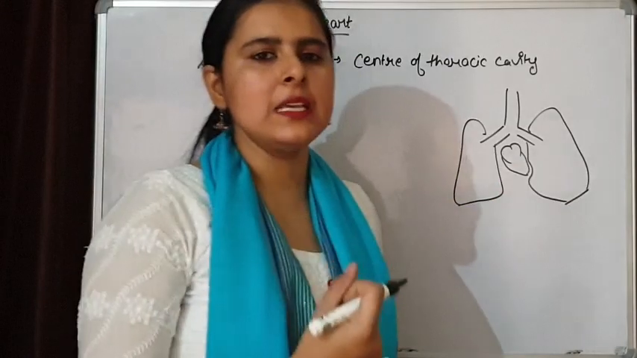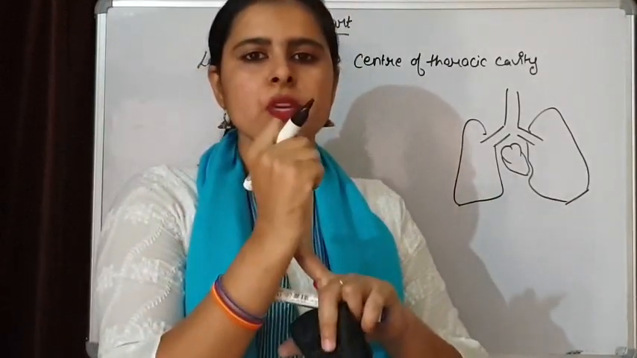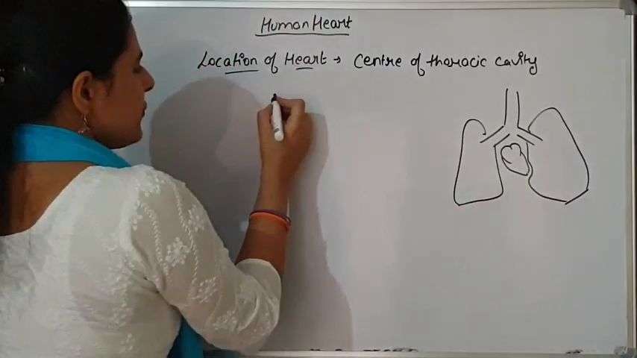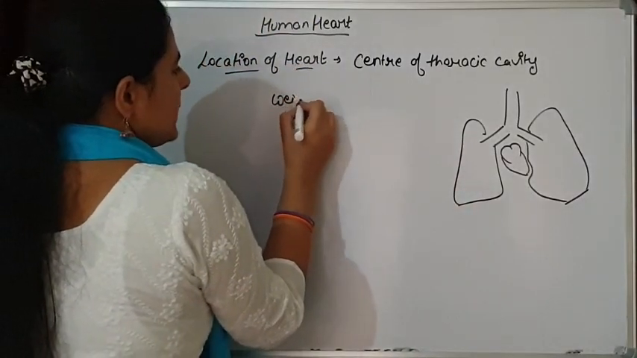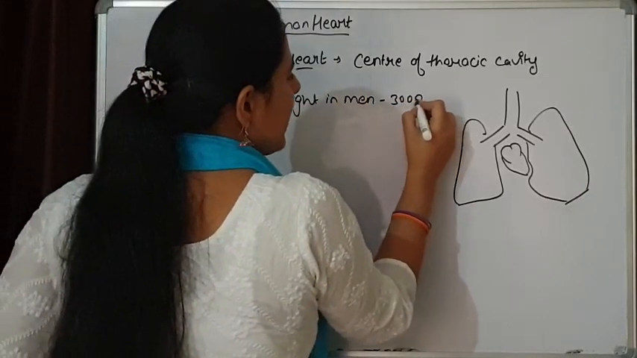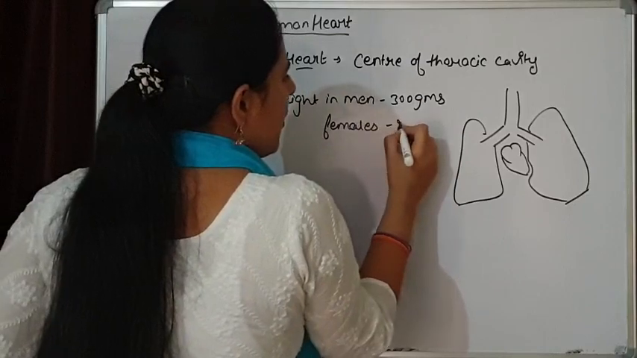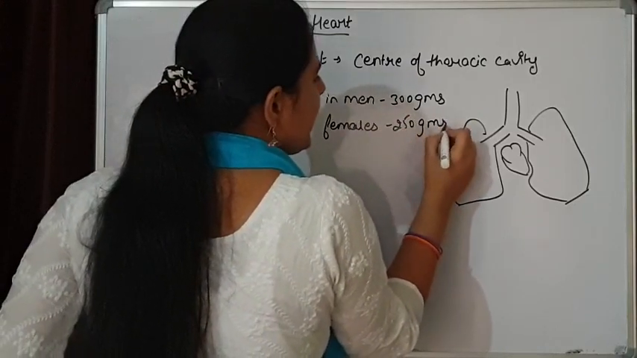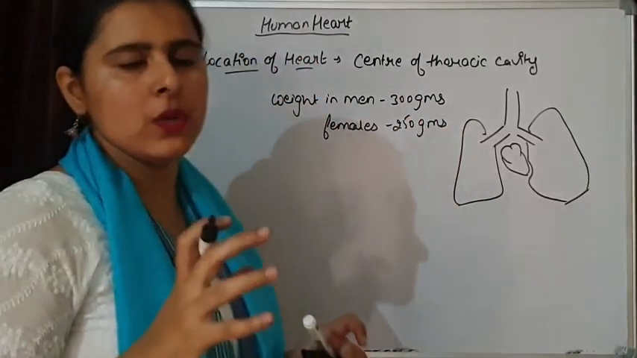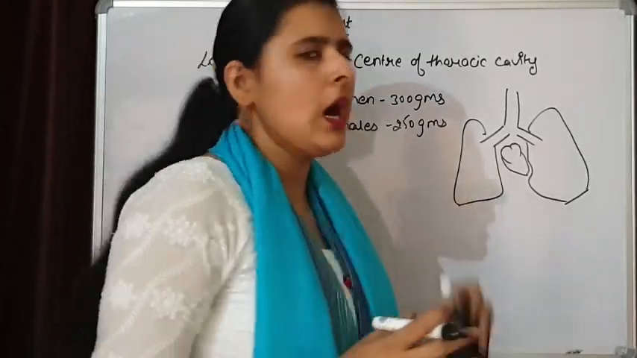If we see the size of the heart, it is almost that of a clenched fist. And if we talk about the weight, the average weight in men is almost 300 grams and in females it is almost 250 grams. It is a muscular organ and cardiac muscles are present in this heart.